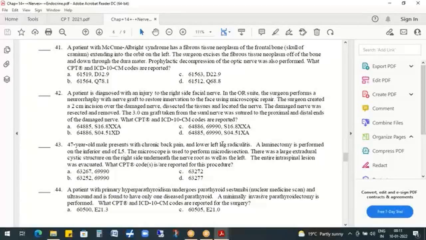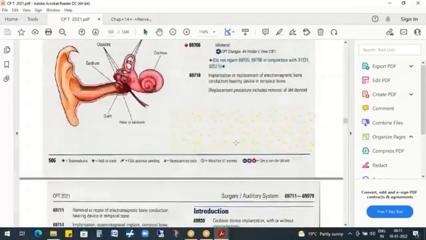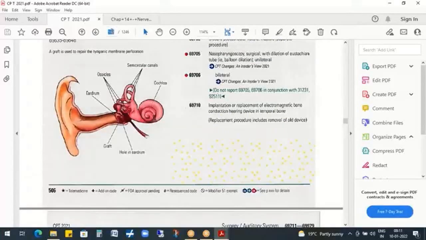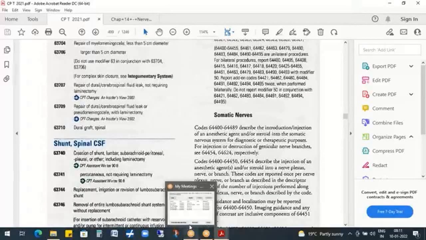Understood, everyone? Yes, sir. Okay. Like this, we need to code nerve related procedures. Next, make heading: spine related procedures.